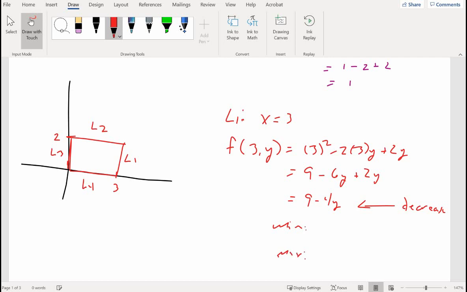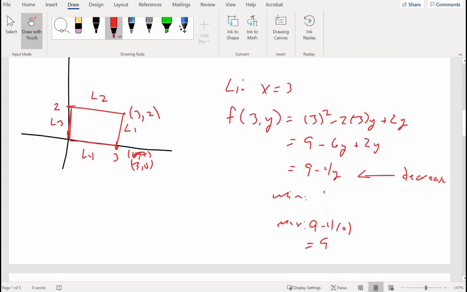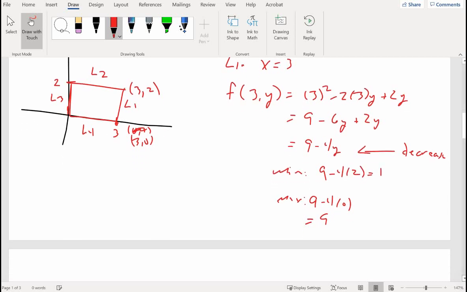And then we get the maximum. At one end we have the point (3, 0), and this is the point (3, 2). So at y equals 0, since it's decreasing, that's where the maximum is. So 9 minus 4 times 0 would be 9. And then the minimum would be on the other end, so that's 9 minus 4 times 2, which is going to be equal to 1.